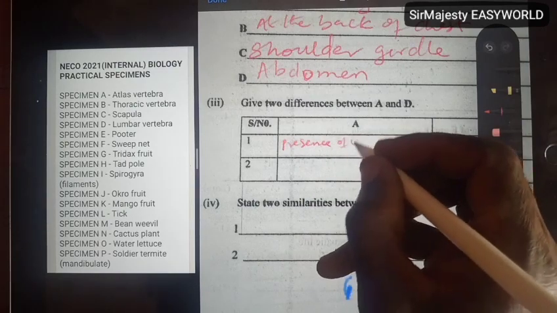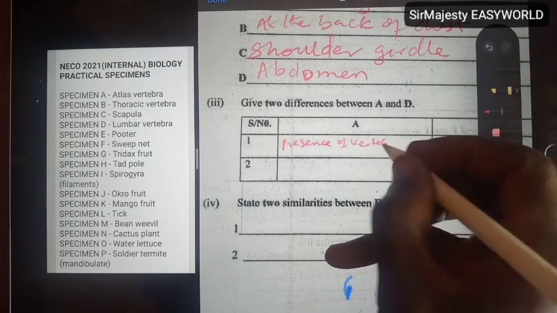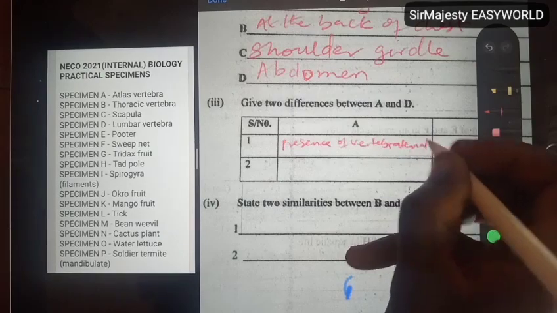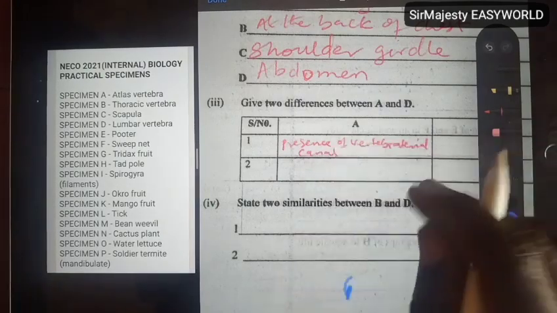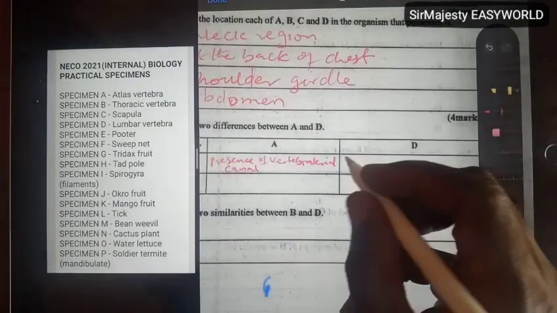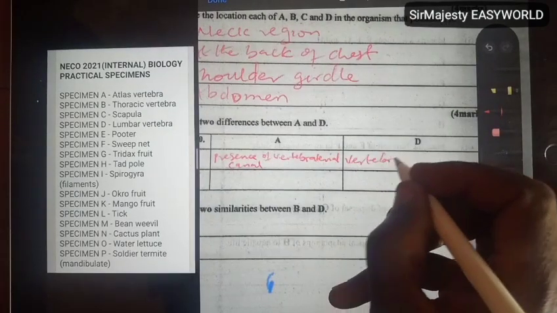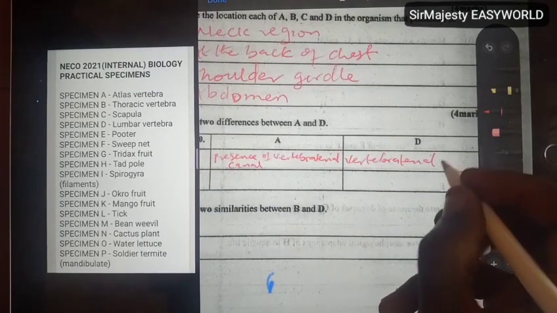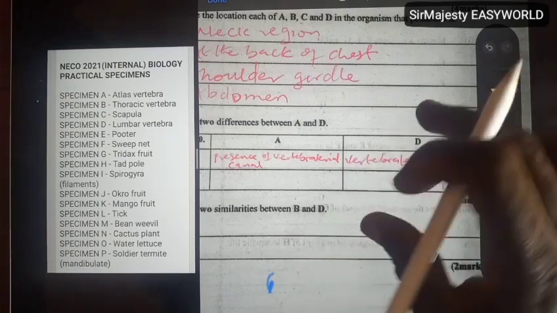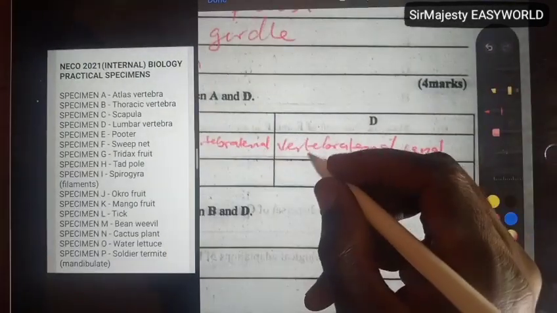Presence of vertebral canal. Over here you say vertebral canal absent. Vertebral canal, of course, is absent.